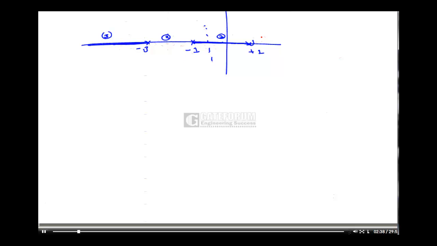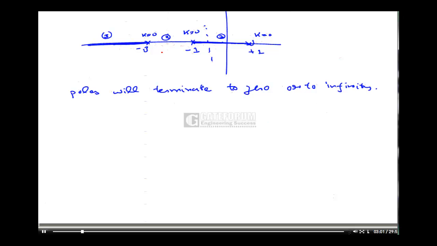The present position is given for k equal to 0, and here also k equal to 0. Now if k is increasing, what will happen? Poles will terminate at 0 or at infinity. Okay, so now here there are two poles and a single zero. So out of two poles, one pole will terminate at 0, the other pole will terminate at infinity. So this pole will move towards infinity and this pole will move towards 0.